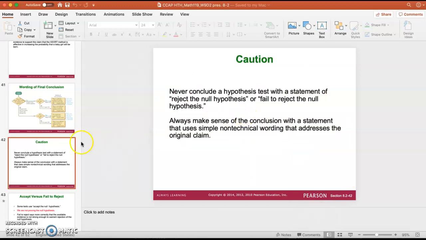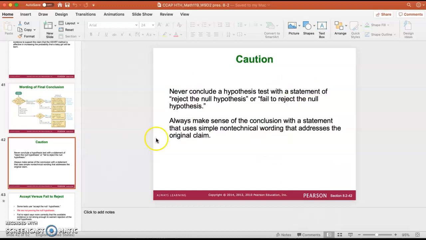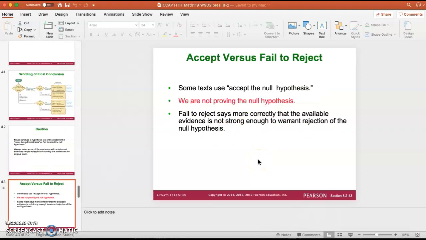Notice a few last little things, some cautions with hypothesis tests. Never conclude a hypothesis test with the statement reject the null hypothesis or fail to reject the null hypothesis. This is the statistical conclusion you'll have, but don't end it there. Go further to the less statistical sounding conclusions like those. Then just make sure to always make sense of those and put them in terms of the context.